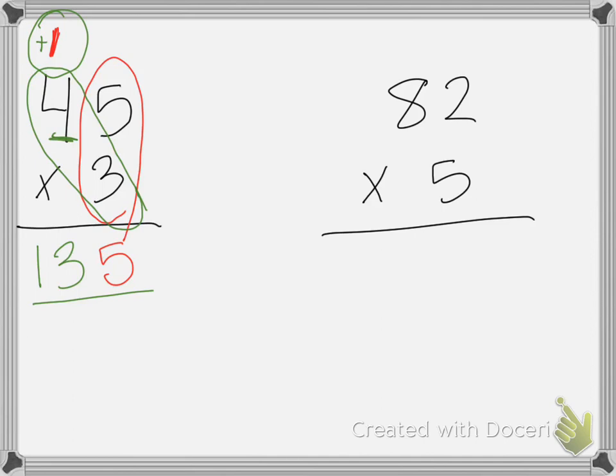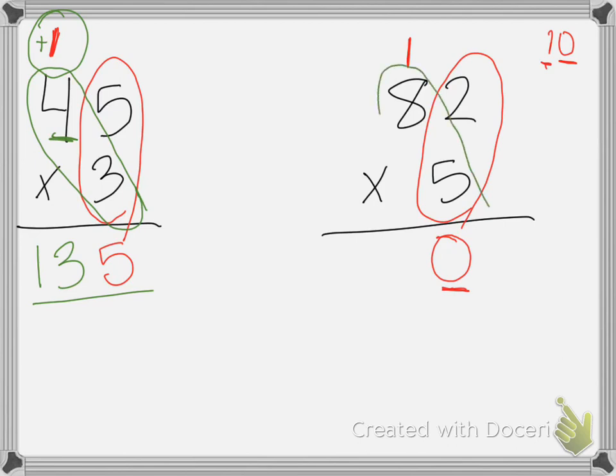This next problem is 82 times 5. So I start off by doing 5 times 2. 5 times 2 is 10. I put the 0 down because if you look at the number 10, the ones place is a 0. And then the tens place comes up here above the 8. Then I do 5 times 8. 5 times 8 is 40. And then I add that extra 1. So that's 41. And that goes before the 0. So my full answer is 410.